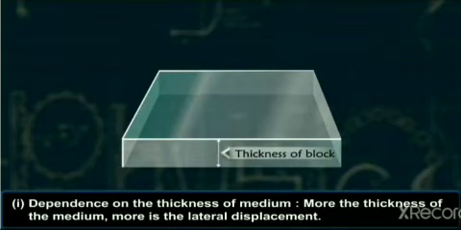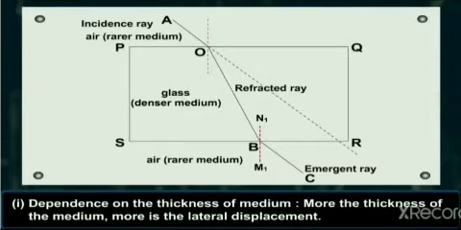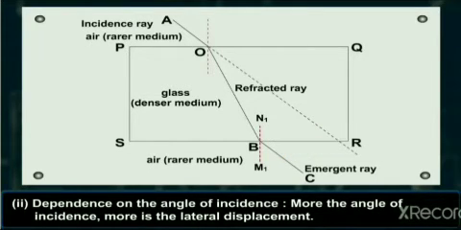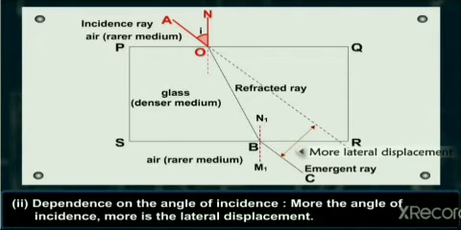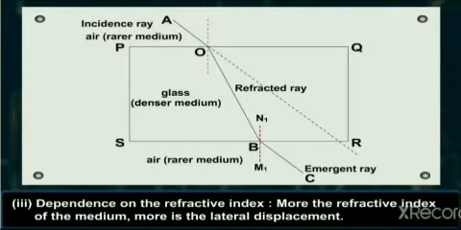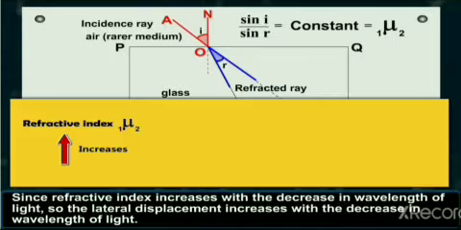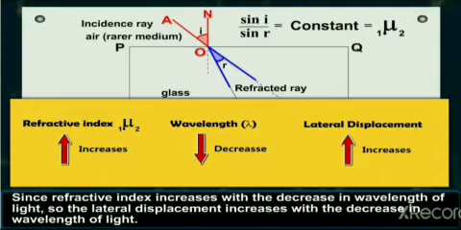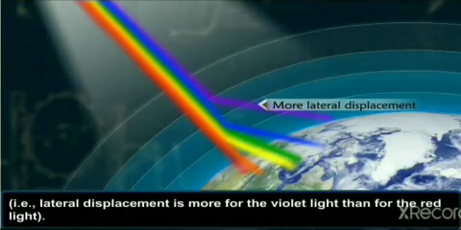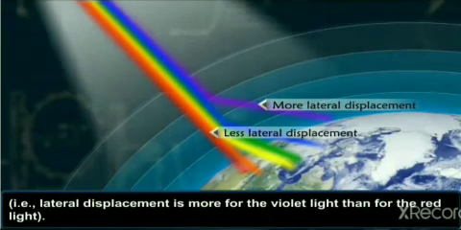First, dependence on the thickness of the medium. More the thickness of the medium, more is the lateral displacement. Second, dependence on the angle of incidence. More the angle of incidence, more is the lateral displacement. Third, dependence on the refractive index. More the refractive index of the medium, more is the lateral displacement. Since refractive index increases with the decrease in wavelength of light, the lateral displacement increases with the decrease in wavelength of light. That is, lateral displacement is more for violet light than for red light.